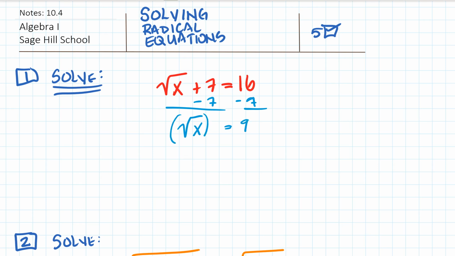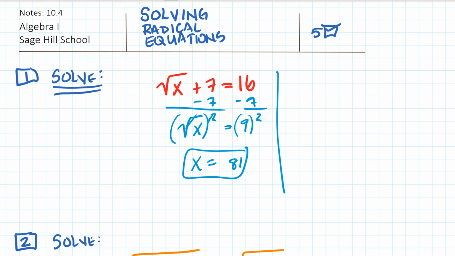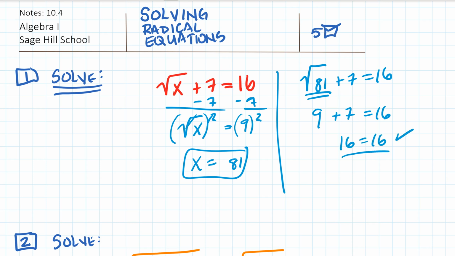So then from here, I am going to square both sides to undo that x underneath the radical, and I will get that x is now equal to 81. And then from here, I can check and see if I did this right. So the square root of 81 plus the number 7, is that equal to 16? Yeah, the square root of 81 is the number 9. 9 plus 7 is 16, and 16 is equal to 16, so I can verify that I did it correctly.